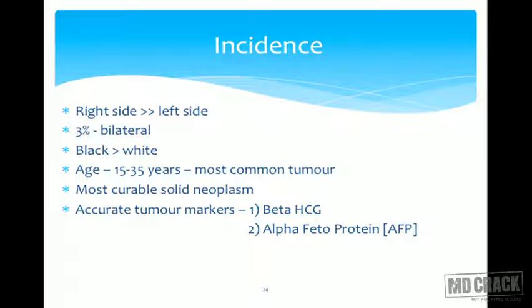Again, it is also one of the most curable solid neoplasms in our body because this tumor is occurring in a structure that is lying outside the body. Second thing, accurate tumor markers are available to identify the disease. What are the tumor markers? These are either beta HCG or alpha fetoprotein. Both can be used in conjunction also to identify the tumor.